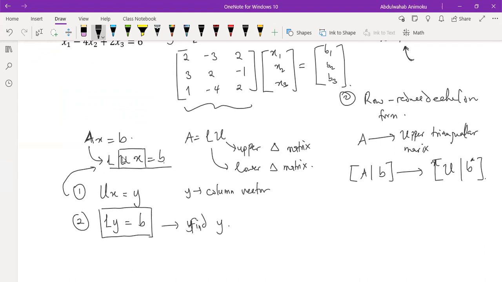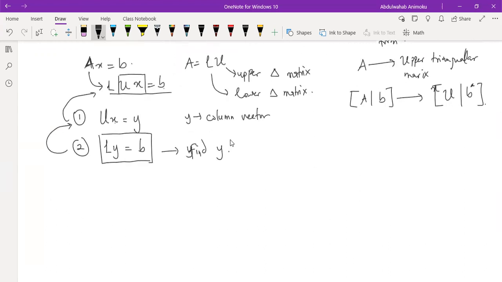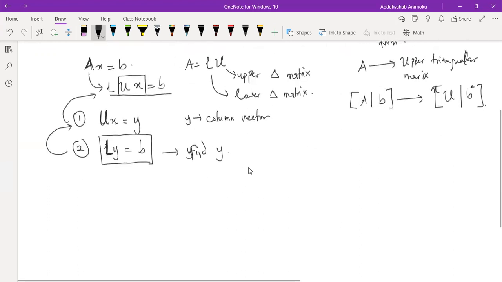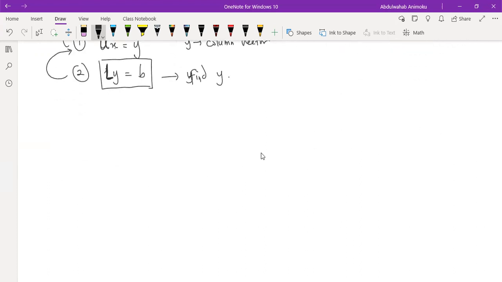Once we find y, we now put it inside the first equation to solve for x. Those are the 2 steps that we need to take to solve this problem. So let's quickly go into it and see how we can find our L. You need to find your L, and then you also need to find U, which will be used to solve the second step of this equation.